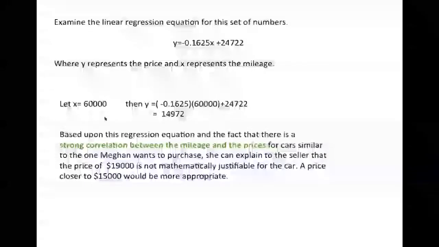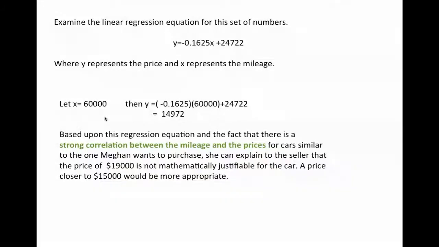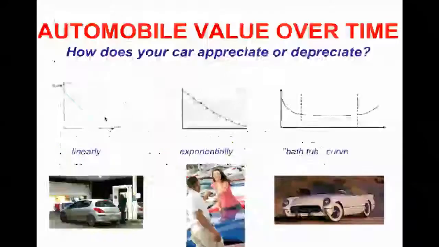So Megan should go back to her friend, show her the math, and say, look, this is an outlier. Your price is really higher than what the market can withstand. And that's how mathematics can be used to help us out in making some decisions about automobiles as well.